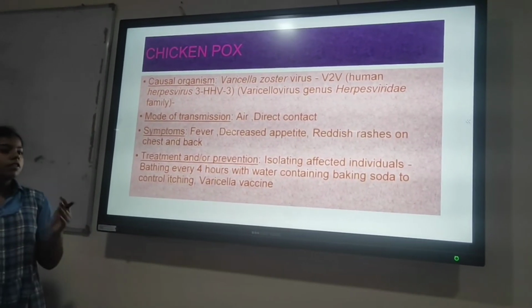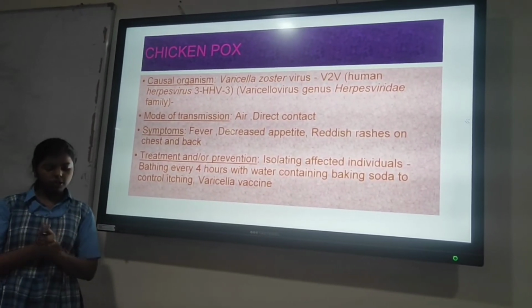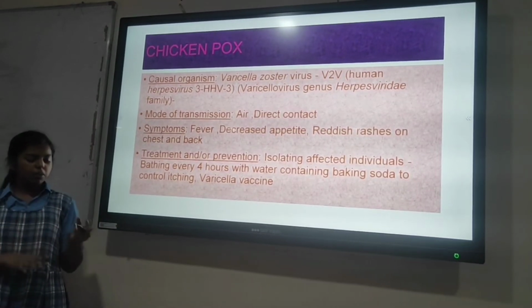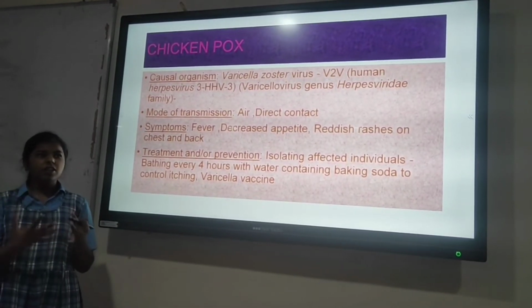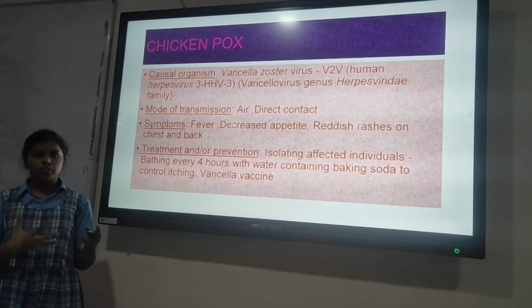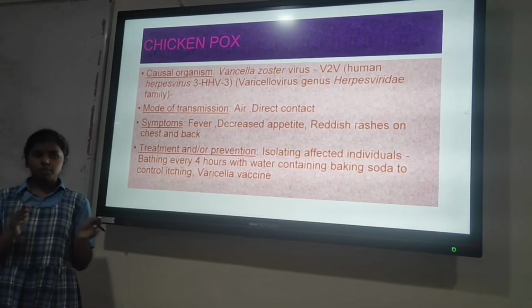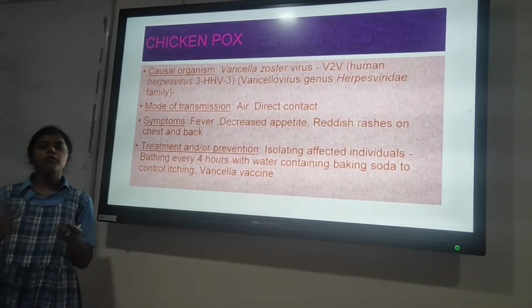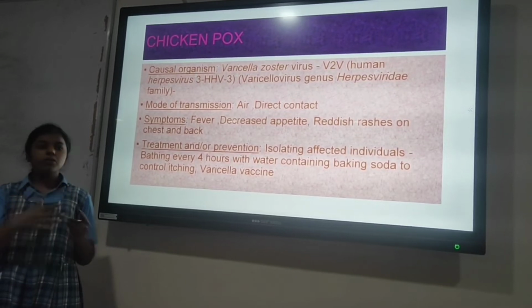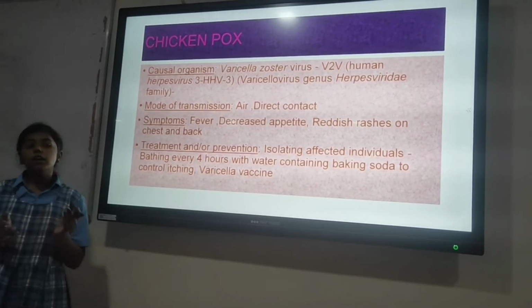So, what are the symptoms that you get with chickenpox? At the beginning, you can experience fever and decrease in appetite for food. But the main symptom is reddish rashes that form on your chest and your back, which cause a lot of itching. So how can you treat it?